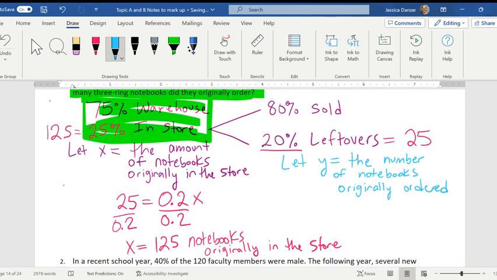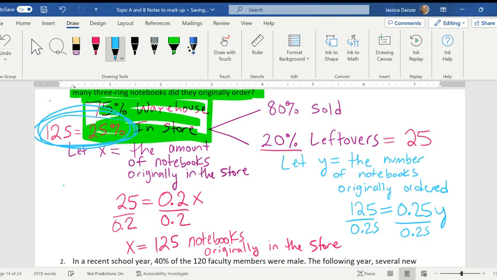Okay, so we know that Y is what they originally ordered, and we know that 25% of the original order equals 125. So let's write 125 equals 0.25, because that's 25% as a decimal, and then multiply it by Y. Let's divide both sides by 0.25, and we should get 500. So the amount of notebooks that they originally ordered was 500.